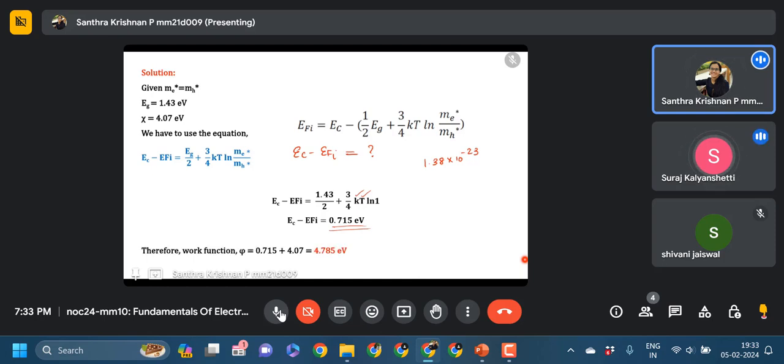So basically, when you add these things, you get 4.785 electron volts. That is your work function. Yeah, perfect. I understood the concept.